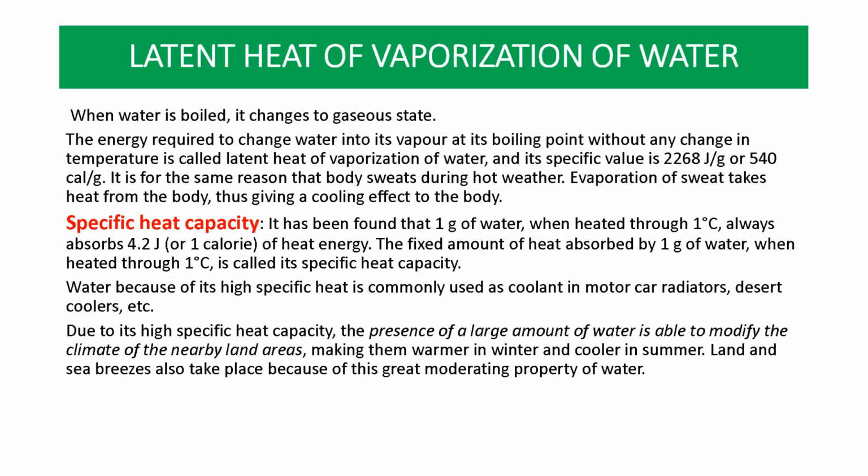So same here, two points are here: the temperature is constant and it occurs at the boiling point, and the specific value is 2268 joule per gram or 540 calorie per gram.